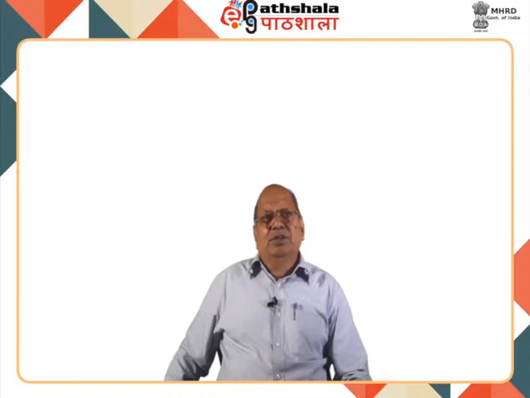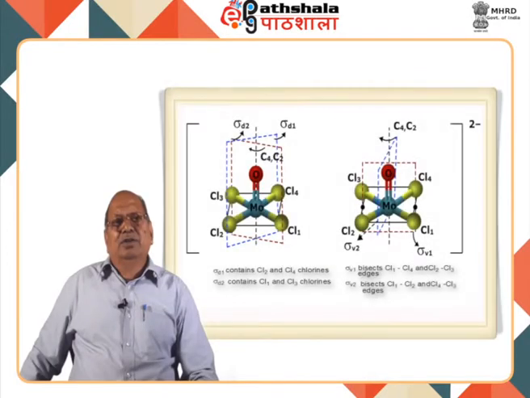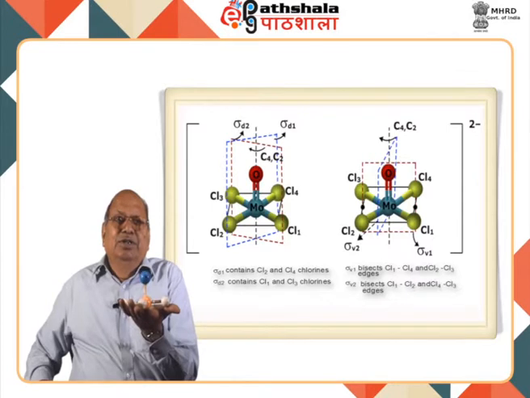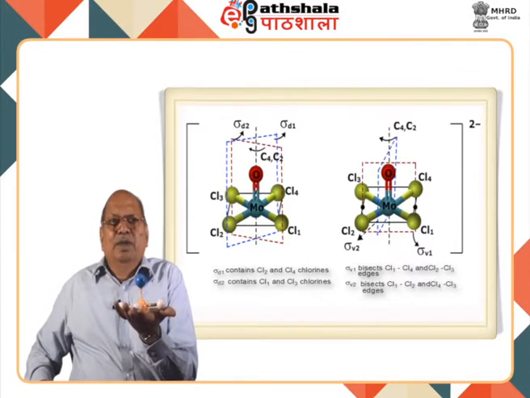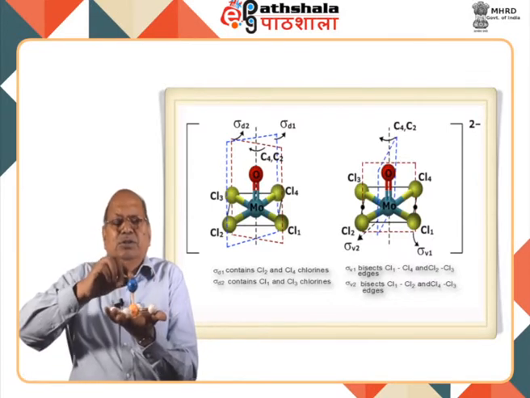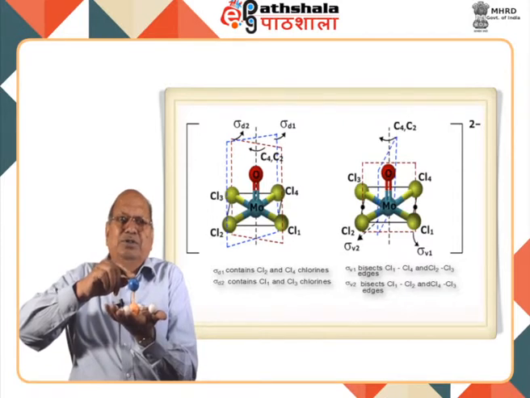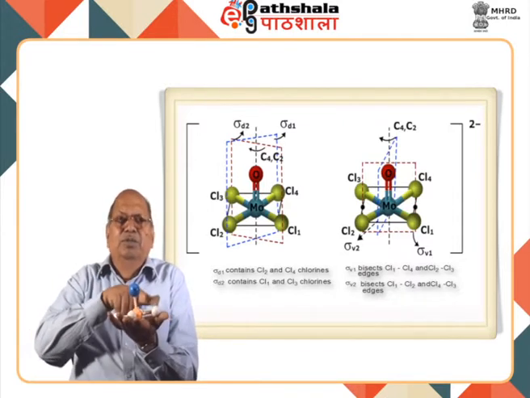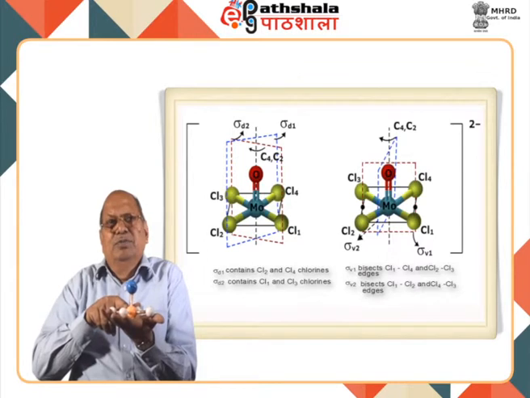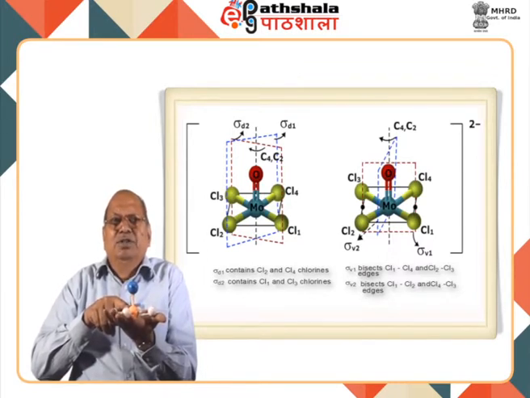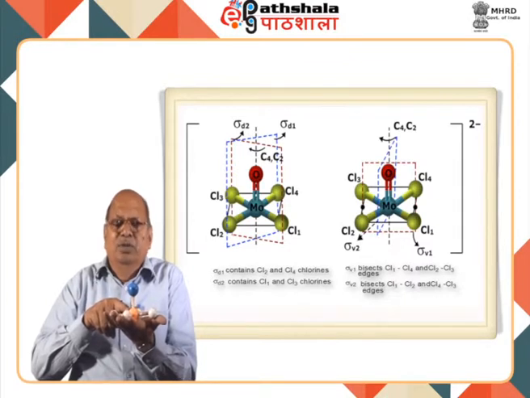Now, the various symmetry elements are given in figure 1. I will explain these various symmetry operations with the help of the model. Now, let us take this molecule. Here, this blue ball represents oxygen, these white balls represent chlorine, and this is my molybdenum atom. That is, this molecule has C4V point group.